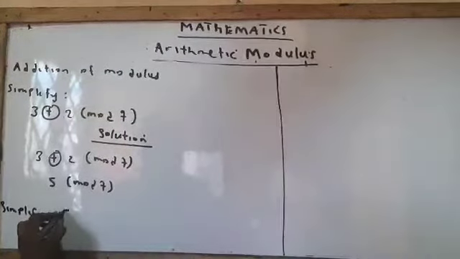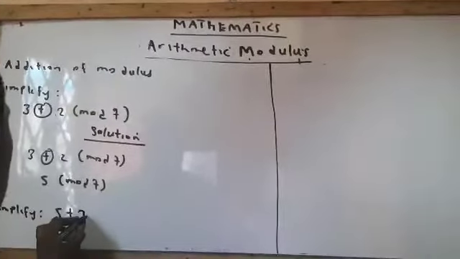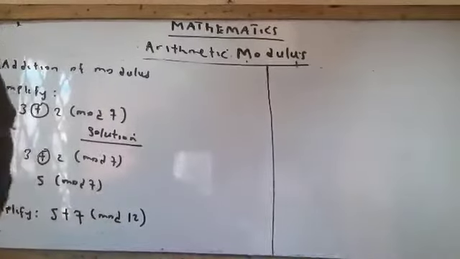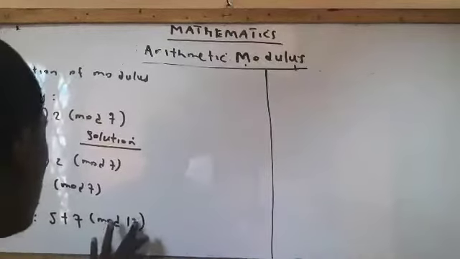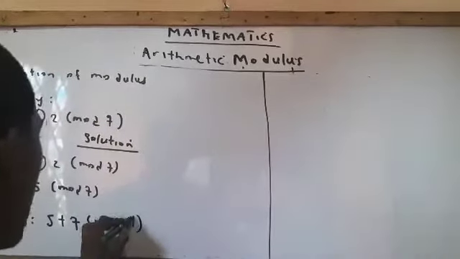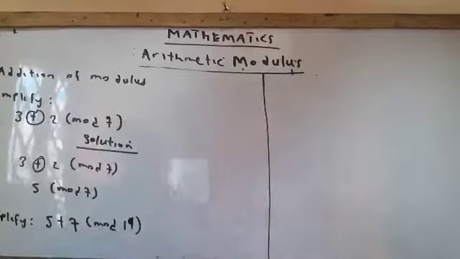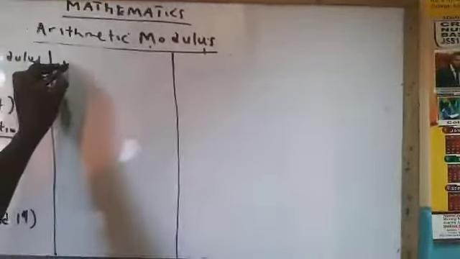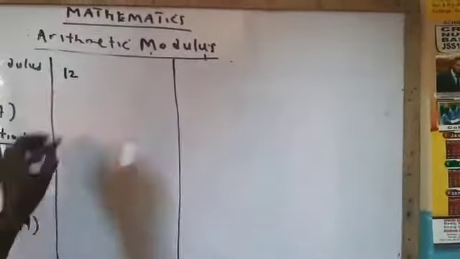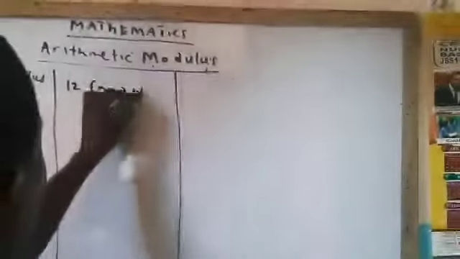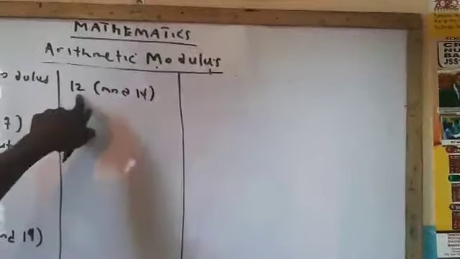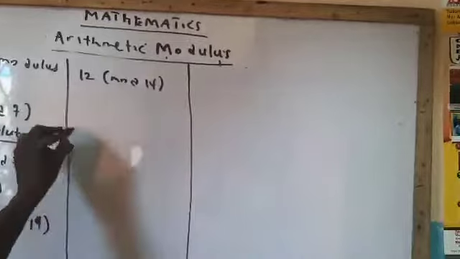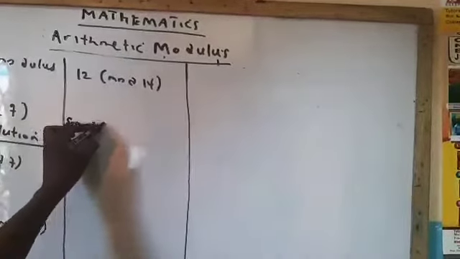Now, let's look at example 2. We're asked to simplify 5 plus 7 mod 14. I'm going to add this one normally. 5 plus 7 is what? It's 12. Now, mod 14. It is written down directly because 12 is not up to what? 14.